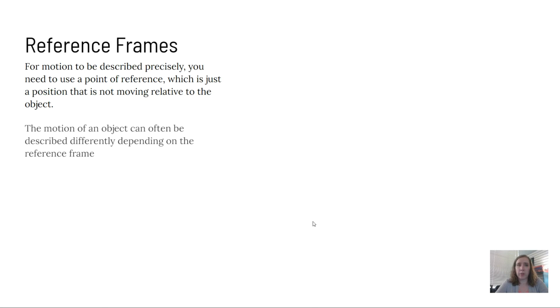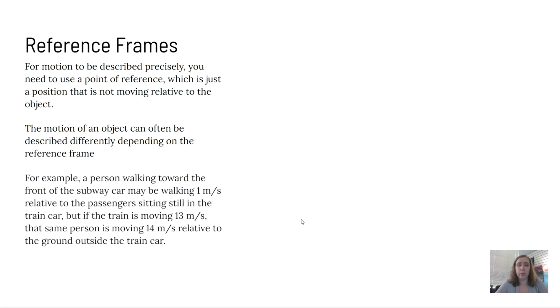So, reference frames for motion. In order for motion to be described precisely, we need to use a point of reference, which is just a position that is not moving relative to the object. The motion of an object can often be described differently depending on the reference frame.